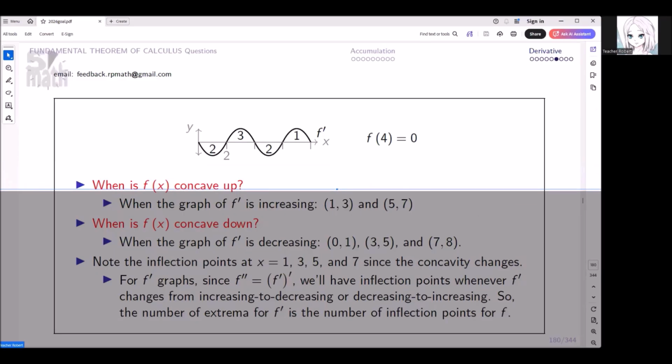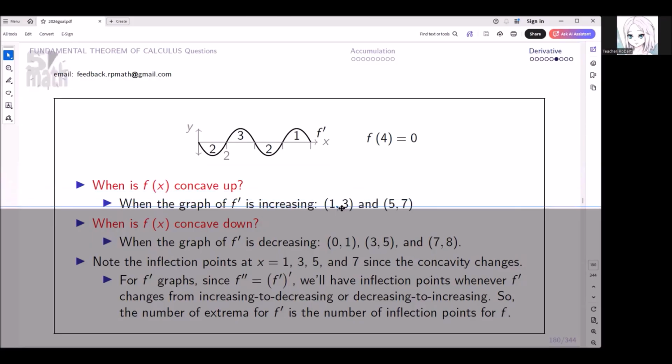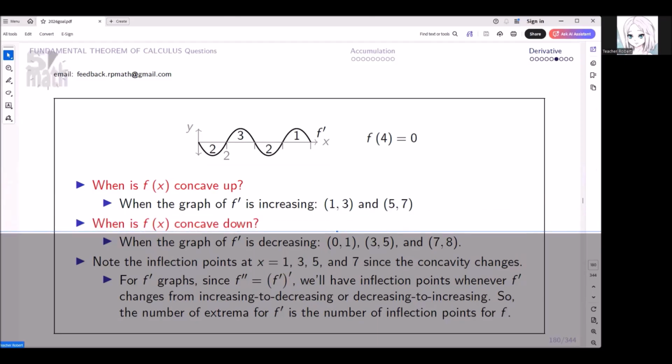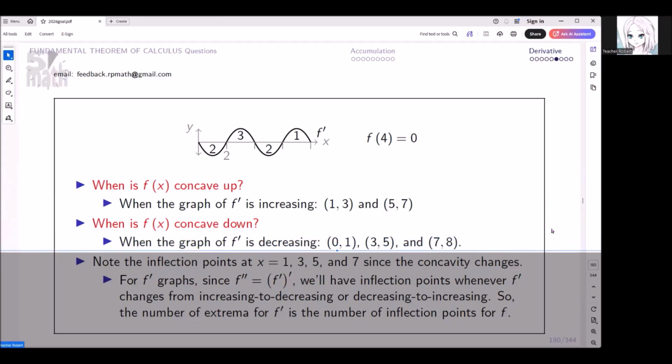When is f of x concave up? When the graph of f prime is increasing: 1 to 3 and 5 to 7. When is f of x concave down? When the graph of f prime is decreasing: 0 to 1, 3 to 5, and 7 to 8.